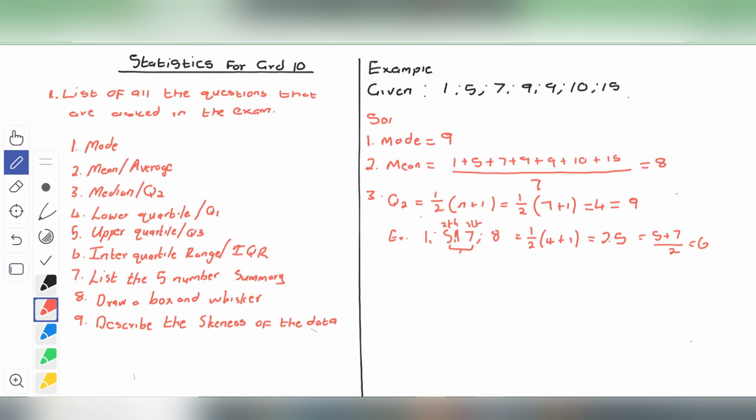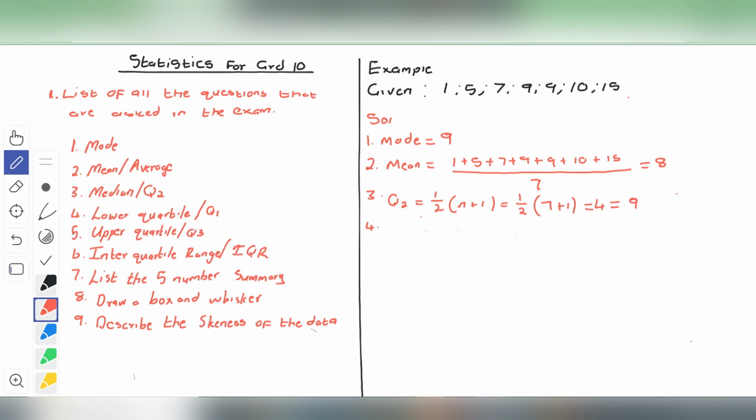Because it's in the middle of 5 and 7, we're going to add 5 and 7 and divide by 2. Then that is what is going to give us the final answer of Q2. Whenever your data set is even, right? So I'm just going to erase it. I just wanted to show you whenever your data set is even, this is how you calculate it. So yeah guys, now let's continue. You saw that whenever your data set is even, that is how you calculate it.